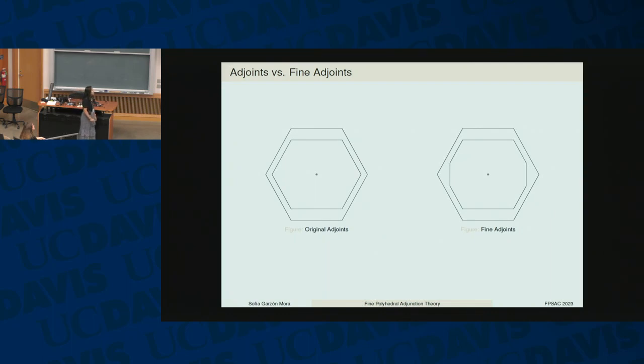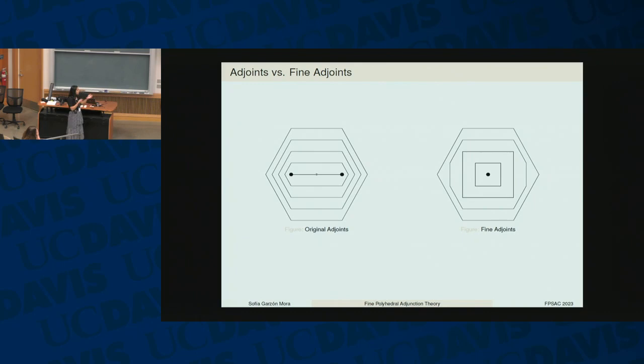Okay, so we can keep pushing, right? And on the side of the fine adjoints, we already get a square. So we basically lost all the structure of the original polytope, while here I keep on getting smaller and smaller hexagons. So let's keep pushing until we get the core. The core in the fine case is just a point, while the core here is a one-dimensional line segment. So they don't even have to be contained in one another. They don't even have to have the same dimension.